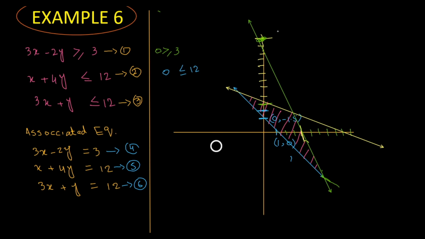Okay, now we check the third line. Our third line is 3x plus y is equal to 12. If I put x is equal to 0 and y is equal to 0, then 0 is less than or equal to 12, which is true. So the third inequality has its solution towards origin, because 0, 0 is satisfying over here. So let us draw towards origin the third line. This is our third line, which is the green line. Okay, and I shade the green line with the white line.